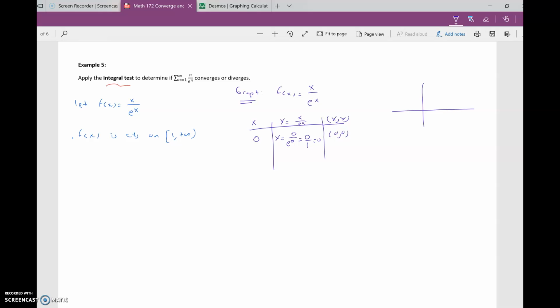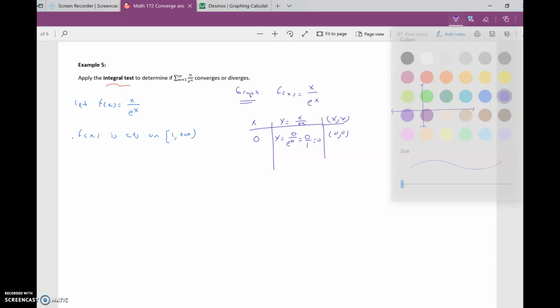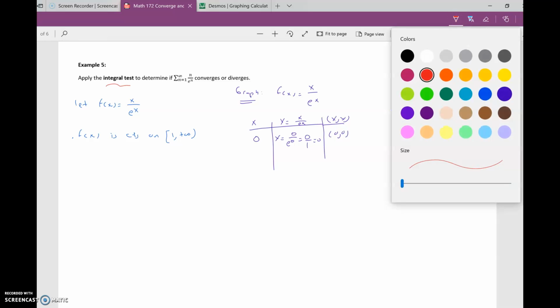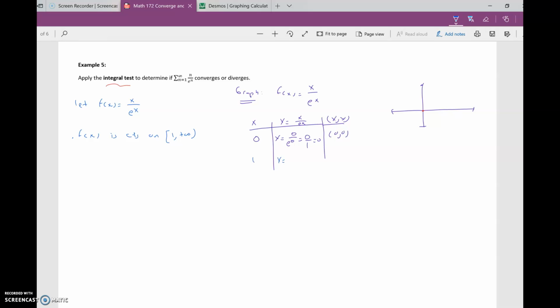This is just to confirm that it's actually decreasing. So we do have a point at 0, 0. And then let me plug in technically 1. So y is equal to 1 over e to the first power, and I'm getting that this is approximately 0.36. So you're going to have a coordinate point at 1, 0.36. So this is 1, that's 1, so about there.